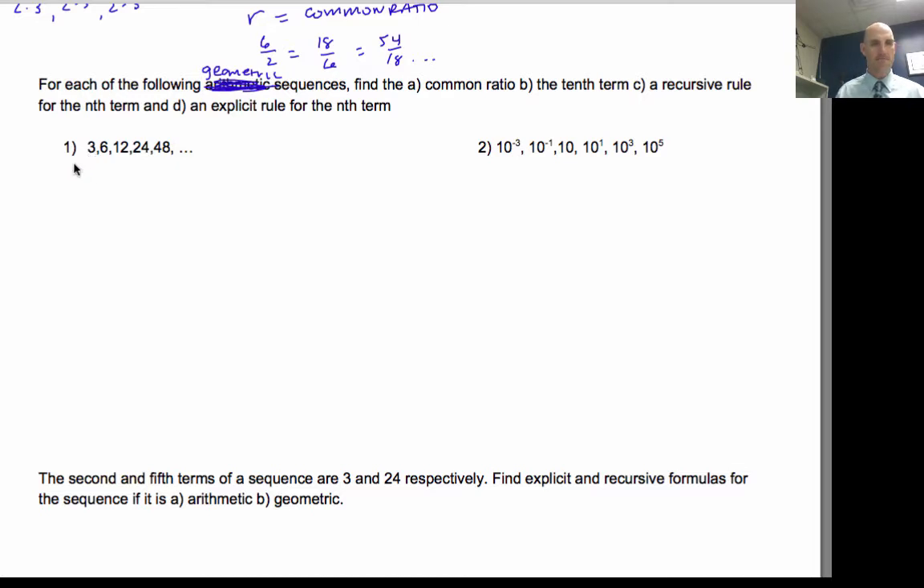So that starts with 3. 6 over 3 is equal to 12 over 6. And this is how we test. Sometimes they're going to say, hey, here's a sequence, is it geometric or arithmetic? Well, are you adding something the same every time, or are you multiplying something the same every time? In this case, they told us it was geometric, but we could always test it. So is 6 over 3 equal to 12 over 6, equal to 24 over 12? Yes. So my common ratio is equal to 2, because I've got to multiply by 2 every time.